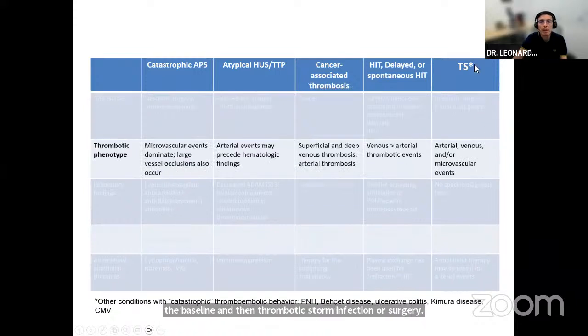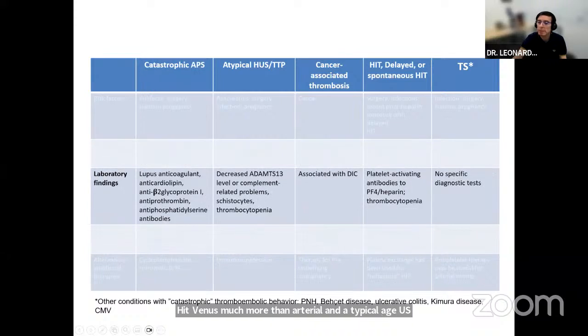The phenotype for thrombotic storm, I already mentioned, is arteriovenous and/or microvascular. CAPS, sometimes difficult to discern from thrombotic storm. HIT is venous much more than arterial. And atypical HUS, you can have this potpourri of vaso-obstruction. I've already alluded to the presence of single, dual, triple, or tetra-positive antiphospholipid-associated antibodies. For thrombotic storm, there is no specific diagnostic marker.